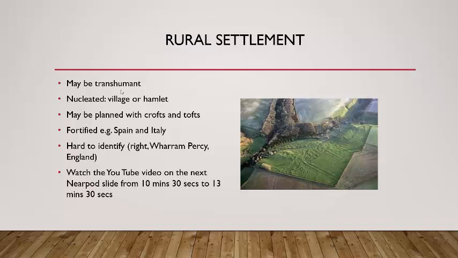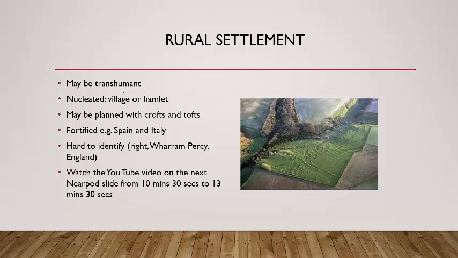They were what we call assarting. They were bringing more land under cultivation, so it made sense to be transhumant. That is, build your settlement as you went. So as you expand your area of agriculture, you move your housing along with it.